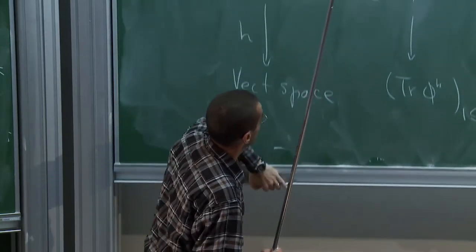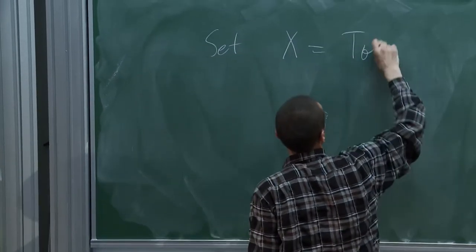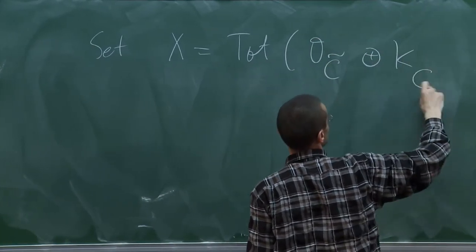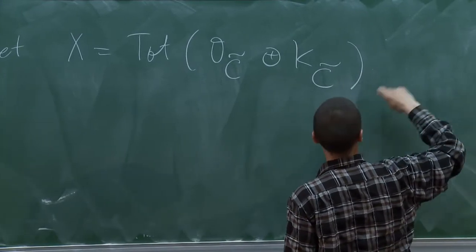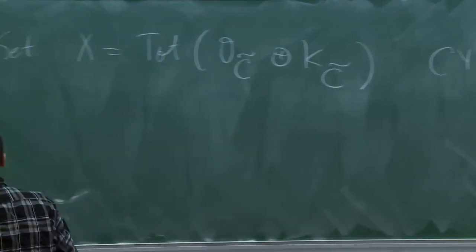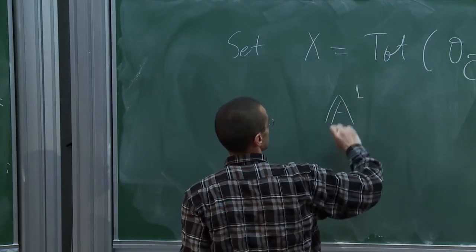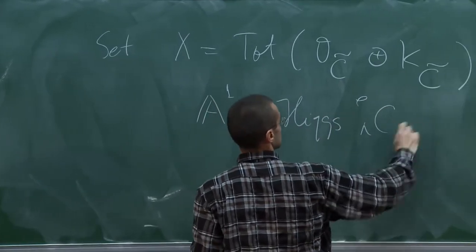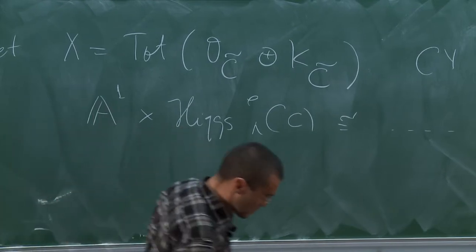What you have to do is take a fairly naive construction: set X to be the total space of O_C twiddle plus K_C twiddle. Of course, I lied a little bit. This is not a smooth Calabi threefold, it's just a smooth orbifold. This is going to be a Calabi orbifold of dimension 3. And that's the setup. What you can prove is that if you cross with A1, then the moduli space of Higgs bundles is isomorphic to a moduli space of dimension one sheaves. But this is pretty harmless.